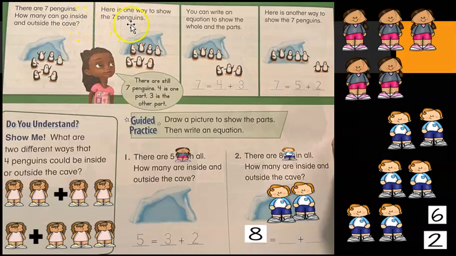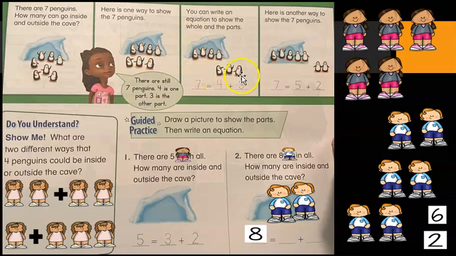Now, let's look here at our next picture right here, okay? Let's read this. Read with Mr. Begay. Here is one way to show the 7 penguins, okay? Now look, our penguins are still here, okay? Now, let's move on to this next set of photos. Watch, look up here now. Read with Mr. Begay. It says, you can write an equation to show the whole and the parts.